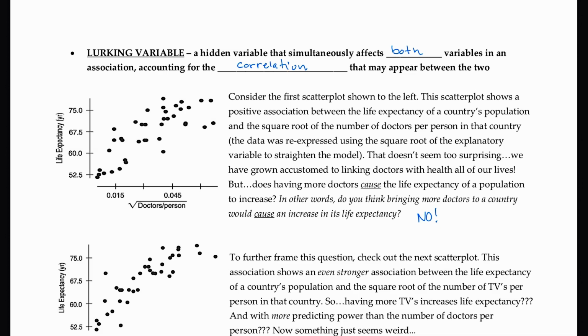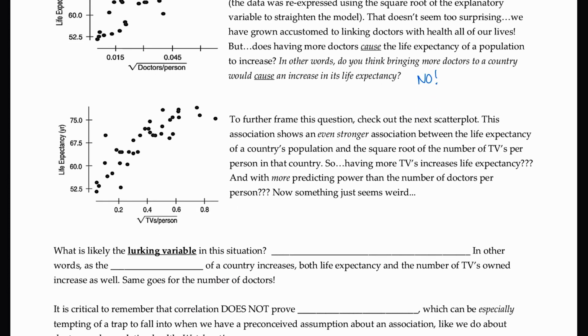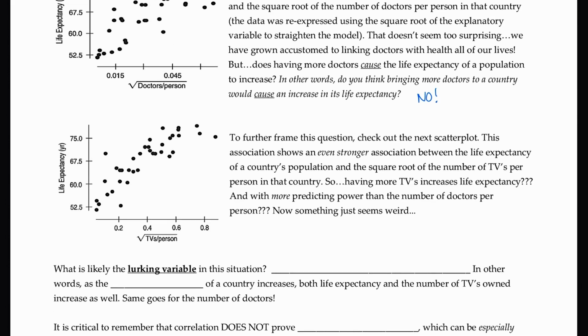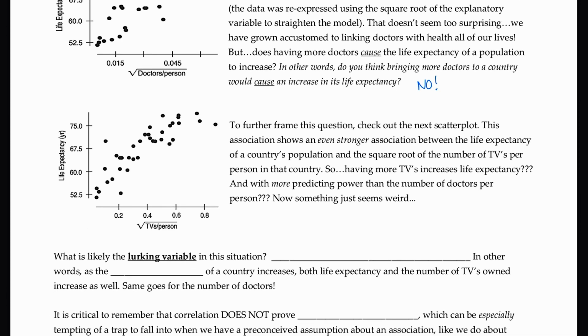Now, this one is a little bit tricky, but it gets funnier when you think about other scenarios. So here's another way to frame this question. Let's check out this scatter plot. This time we're looking at an association between the square root of TVs per person and life expectancy. By eyeballing it, the association looks much stronger than the one above about doctors per person. So in this case, if you add more TVs to a country, life expectancy goes up.